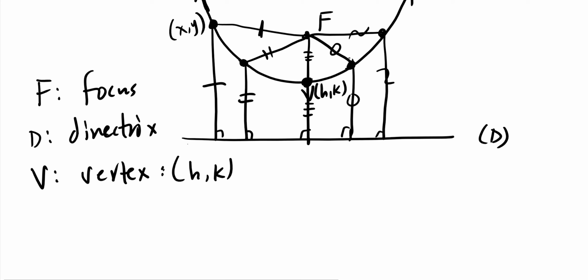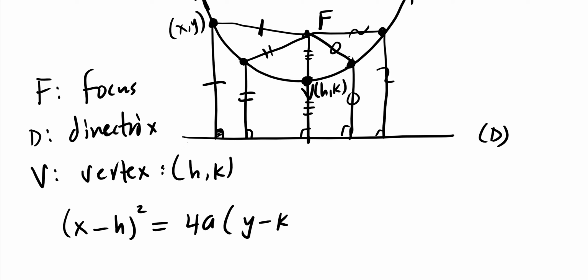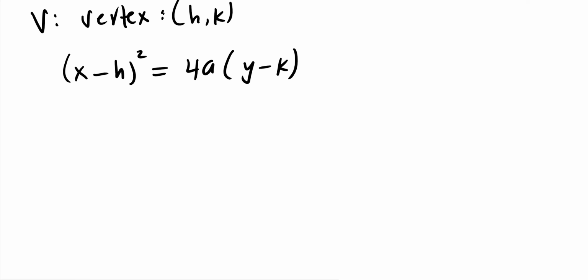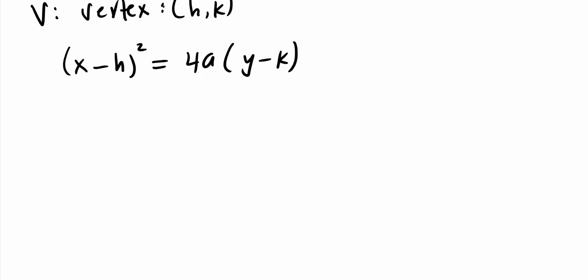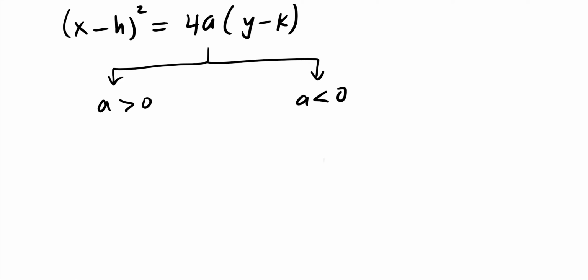If we go through, using the distance formula from any point (x, y) to the focus and to the directrix, and set them equal to each other, we get this equation first: (x minus h) squared equals 4a times (y minus k). Let me redraw it. What is a? A is a real number that can be either positive or negative. If it's positive, the parabola is going to open upward.